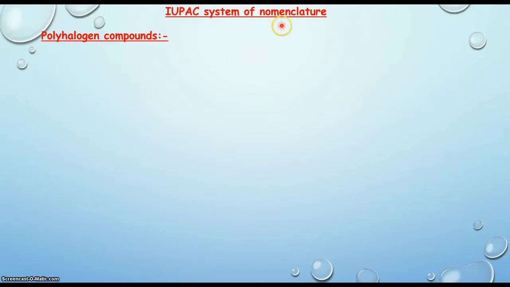IUPAC system of nomenclature for polyhalogen compounds. As we know, polyhalogen compounds are the compounds which contain more than one halogen atom. Let us understand the examples of these polyhalogen compounds and their nomenclature.